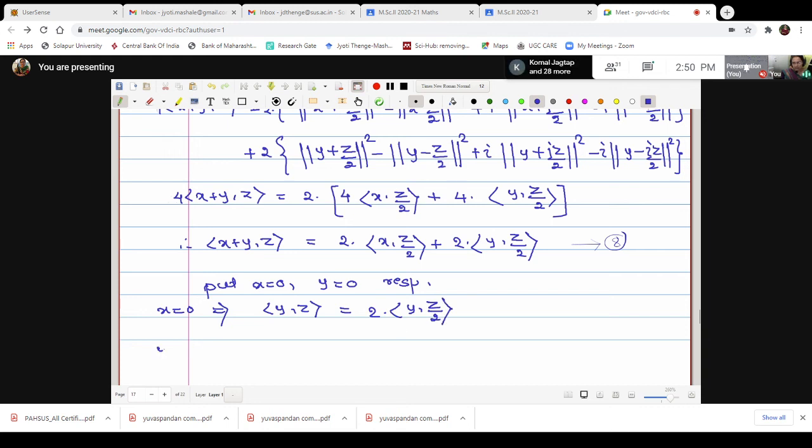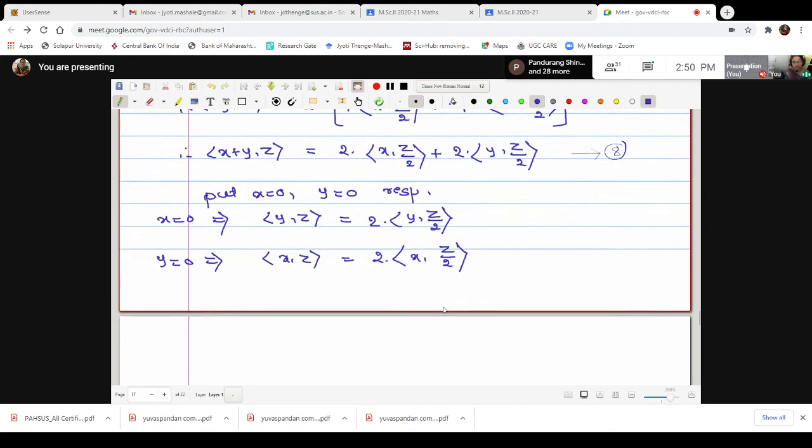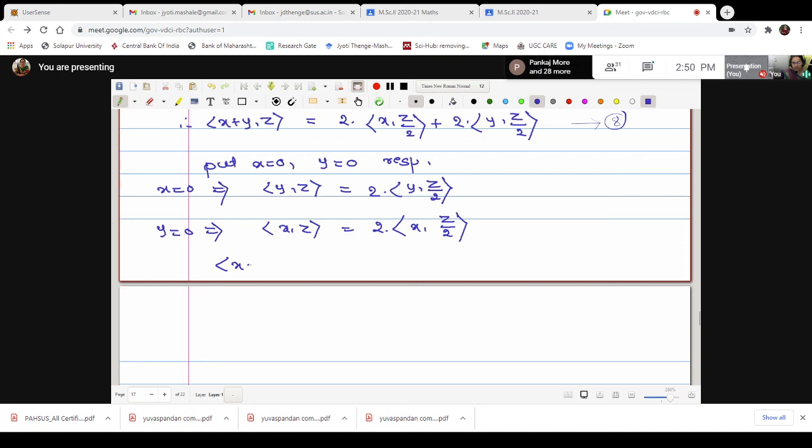Similarly, if I put y equal to 0, this is inner product of x with z. This second inner product will be 0. The first will give us a value 2 times inner product of x with z by 2. Therefore, putting both values on the right hand side of equation number 8, inner product of x plus y with z is equal to 2 times inner product of y with z by 2, which is inner product of y with z, and 2 times inner product of x with z by 2 is inner product of x with z. Therefore, this is inner product of x with z plus inner product of y with z. And hence it is a proof of linearity property with respect to addition.